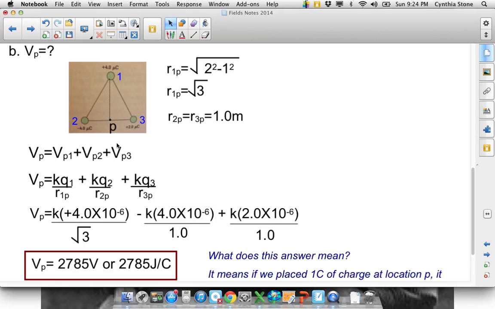Again, the potential at this location is the potential due to this one, plus the potential due to this one, plus the potential due to this one, again keeping the signs in as they are. For example, Q1 is positive, so I keep it as positive. Notice for R1P, I just put square root 3. I could have rounded that, but I'll just leave it as long as I can. Q2 is a negative, so that's why this is negative. I didn't put the negative there, I just stuck it out front here.